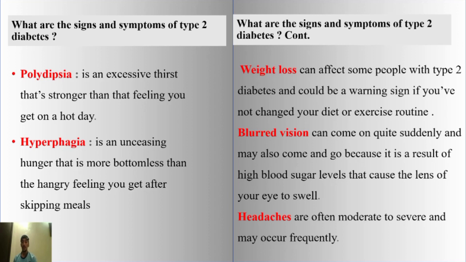Weight loss can affect some people with type 2 diabetes and could be a warning sign if you have not changed your diet or exercise routine.